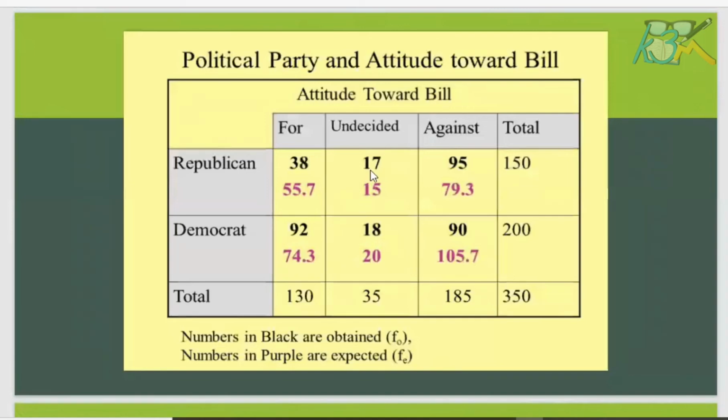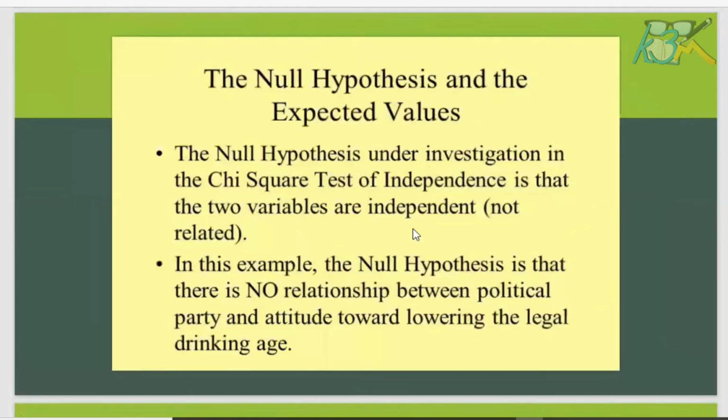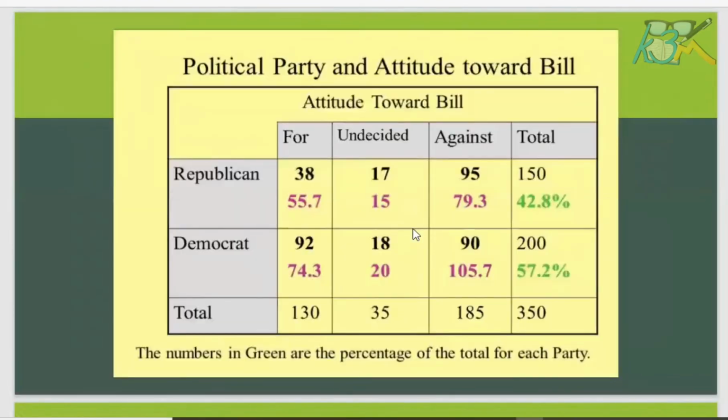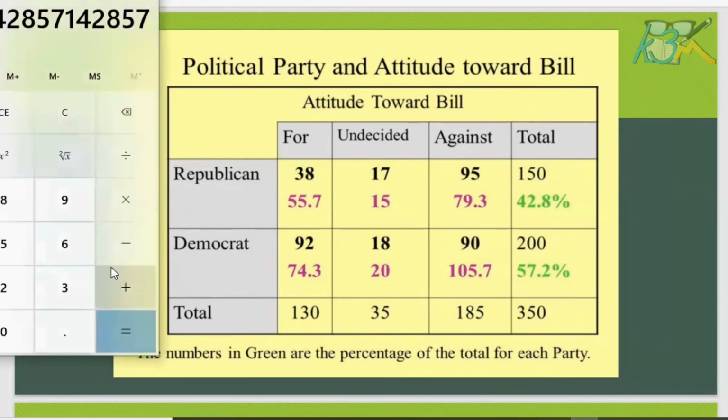So, kung makikita nyo naman, di ba? Kakalapit lang. Okay? Next. So, ito. Kinuha yung percentage. So, 42.8% ng respondent ay Republicans at 57.2% ng respondent ay Democrat. So sa pagkuha nito, simple, yung 150, i-divide mo lang siya sa 350. Tapos yung 200, i-divide siya sa 350. So makuha mo na ito.